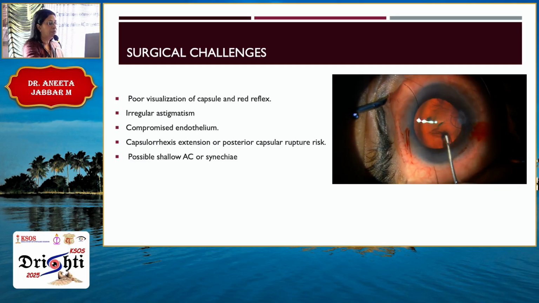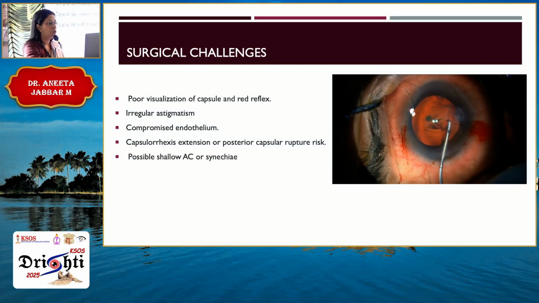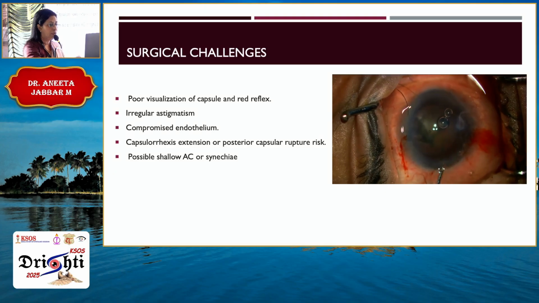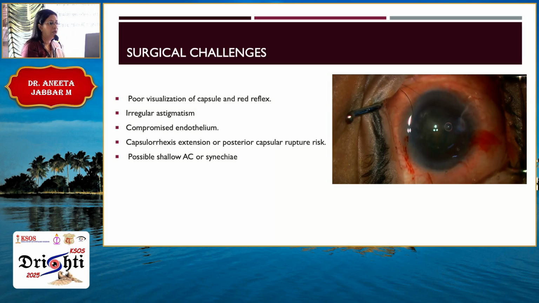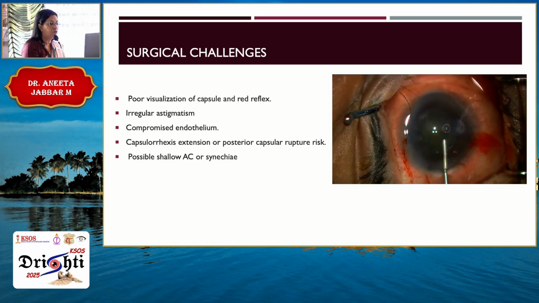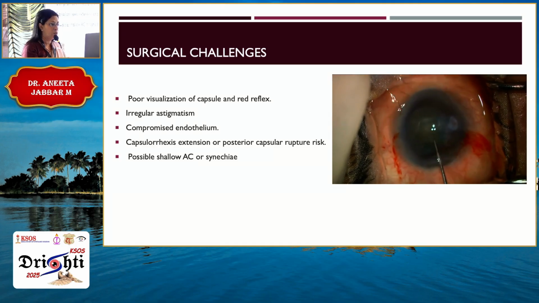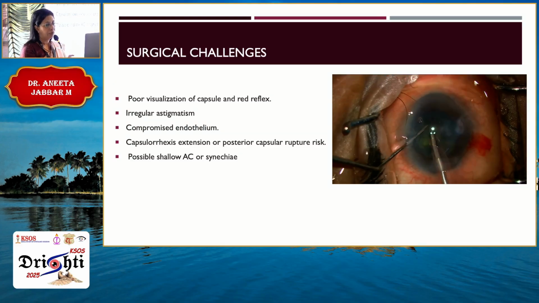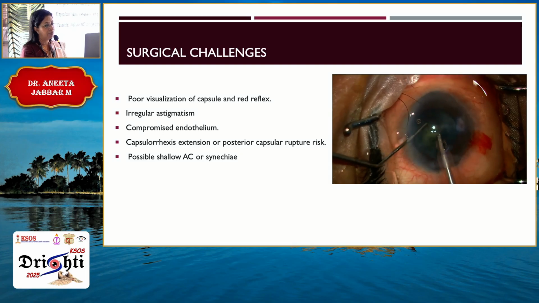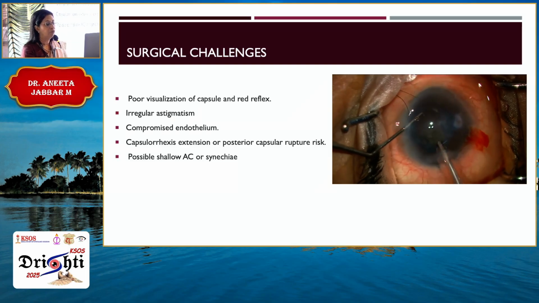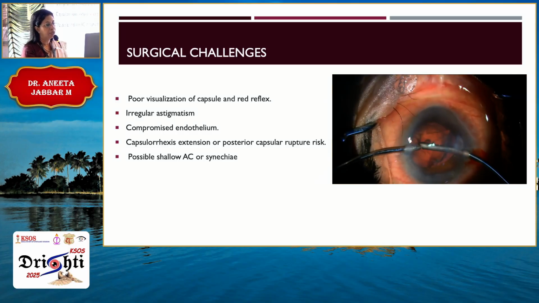And sometimes there will be danger of capsulorhexis extension, or of the posterior capsule towards the equator, and posterior capsule rupture risk, because there is poor visualization. And this is a case of Stevens-Johnson syndrome. The other cornea was comparatively worse than this eye. So she was not having useful vision even with scleral lenses. So I took the better eye, the eye with a better cornea, for cataract phaco.